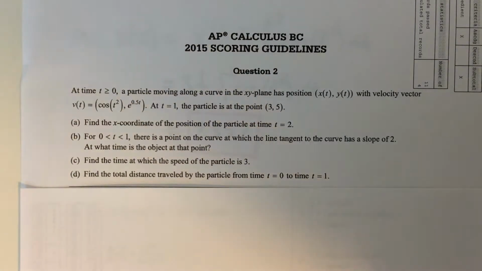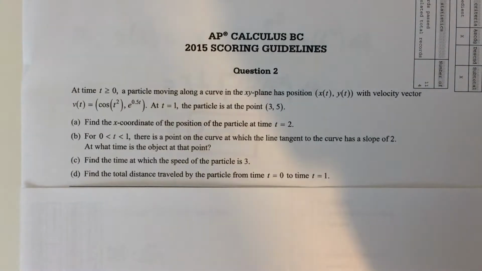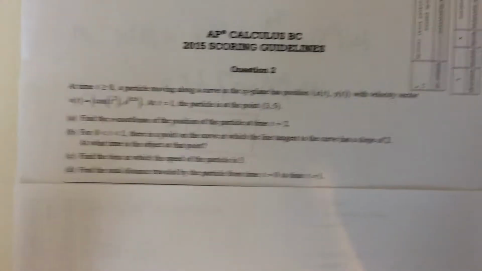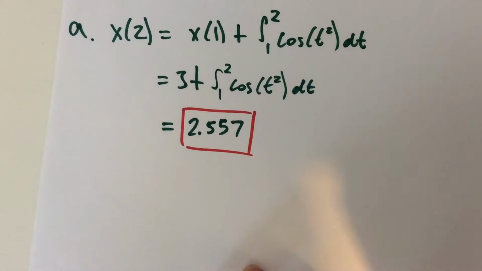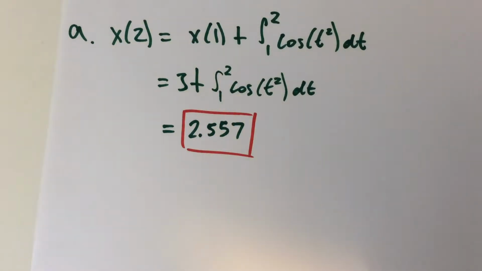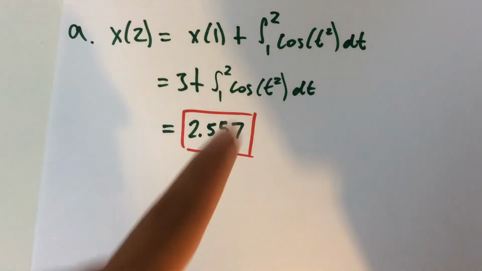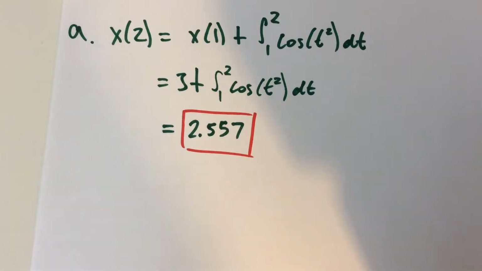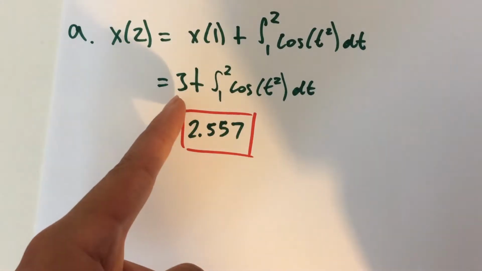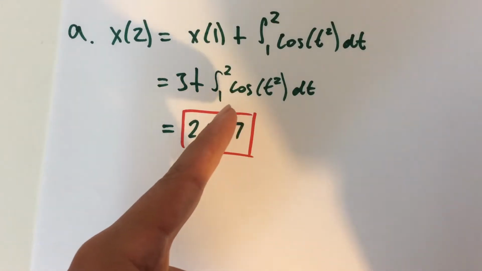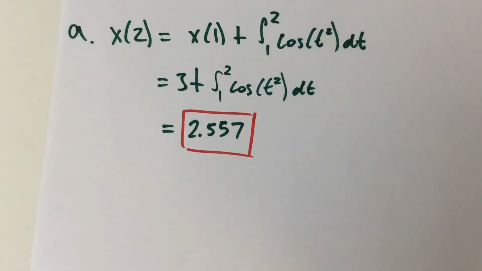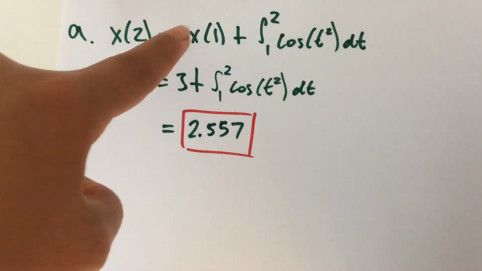For part A, it says find the x-coordinate of the position of the particle at time t equals 2. Since the problem already gave us x of 1, we can just plug that in and then find the integral from 1 to 2 of cosine t squared, which is the x-coordinate. We know that x of 1 is equal to 3, so we can substitute that in. Then, by plugging into your calculator the integral from 1 to 2, you will get that the answer is 2.557.